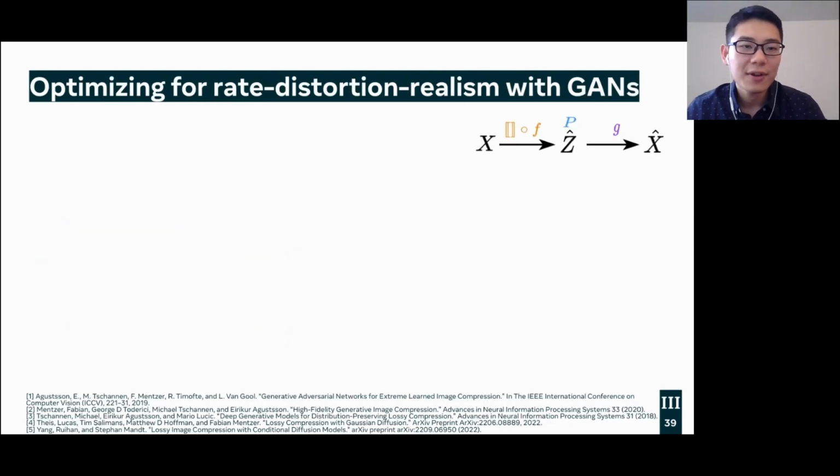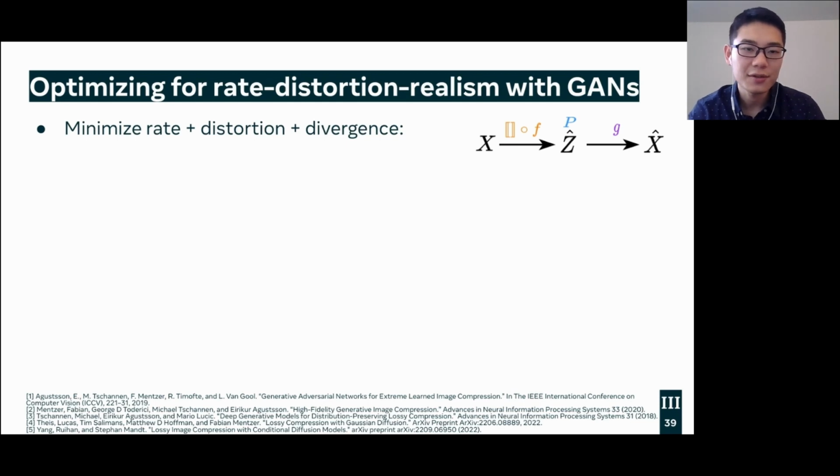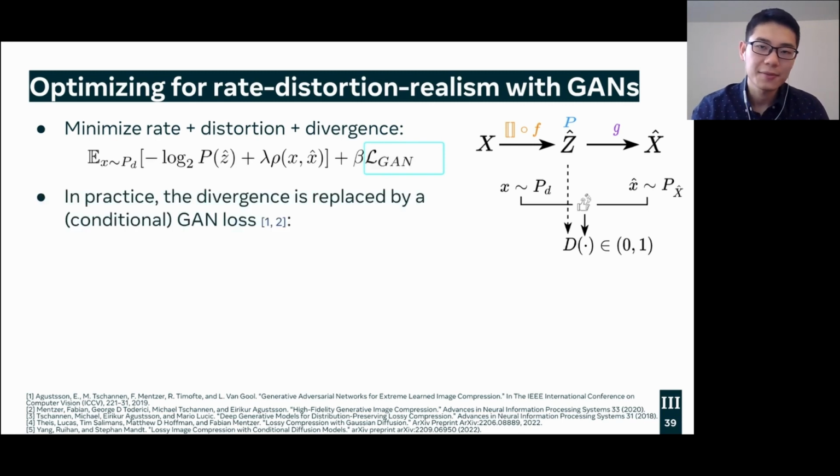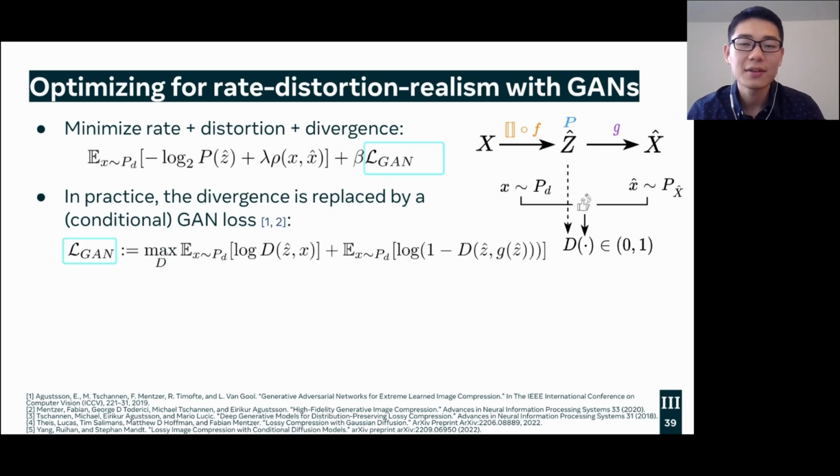So we looked at how to evaluate realism, namely with a divergence. Now let's talk about end-to-end training. And the general idea here is to minimize a combination of rate and distortion and divergence. And a basic thing we can do is to reuse the compressive autoencoder architecture from before, but add a discriminator. So in practice, people often replace the divergence term with the GAN loss during training. And this is the standard GAN loss, but with the decoder serving as the generator of the GAN.